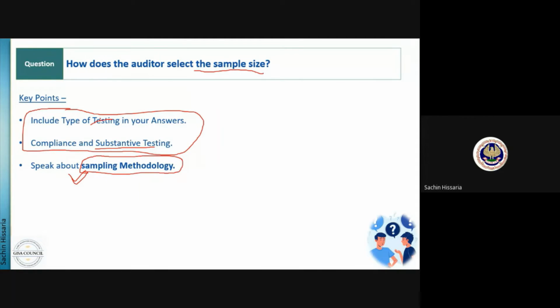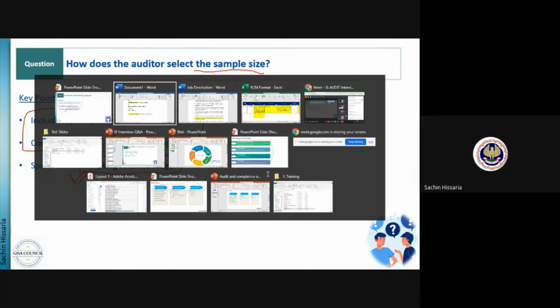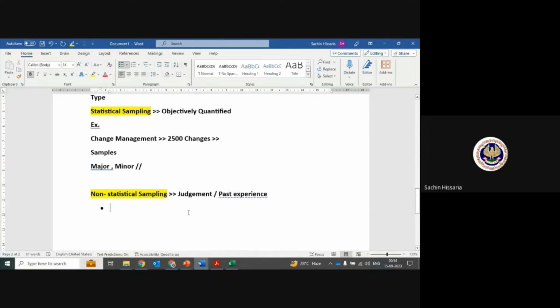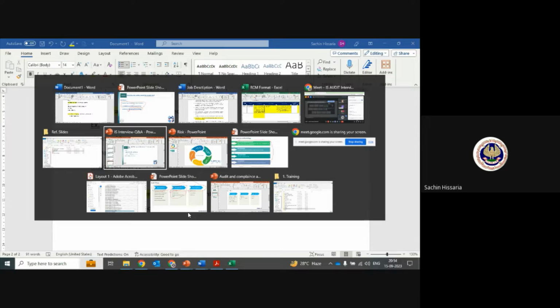Then we also need to highlight the compliance testing and the substantive testing. Now, what is a compliance testing? Basically, compliance testing involves the audit of a process where you verify the process only. It includes the audit of process. That is called the compliance testing, where the analysis of data is not involved.